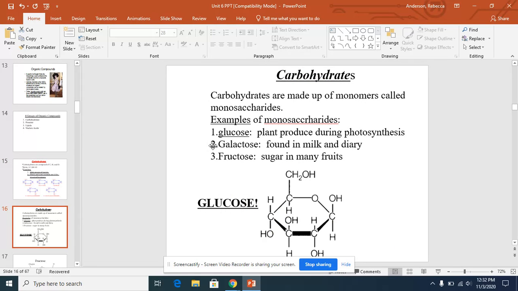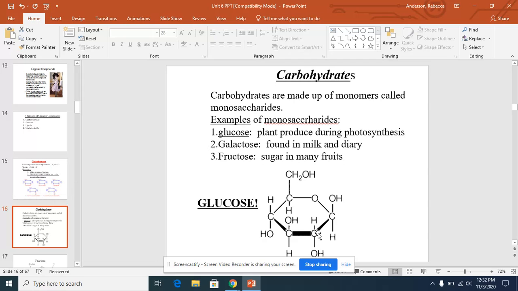Okay, so examples, there are three listed right here. You only need to pick one. I have glucose underlined because I feel like that's probably the one you're most familiar with. I am going to go through the different examples and just talk about them, but you only need to write down one example. So glucose is plant produced during photosynthesis. Galactose is found in milk and dairy items, and fructose is sugar in many fruits.